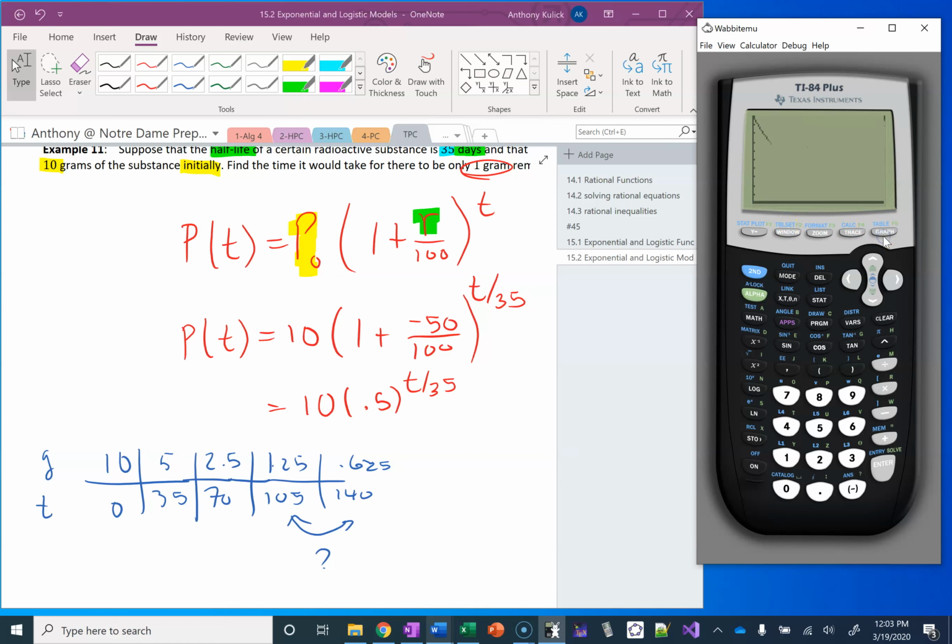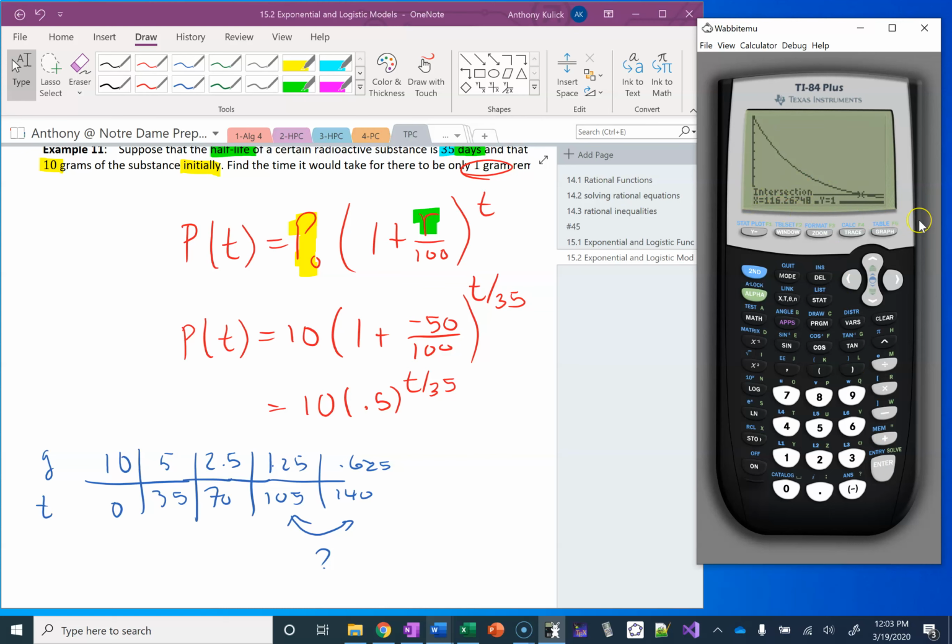And now we're ready to hit graph. So there's my half-life curve, and there's my line at 1. So my intersection is happening there. I'll press second and trace, choose the intersect command. Again, we have only 2 curves that we graphed and only 1 intersection from those 2 curves, so I can just press enter 3 times.